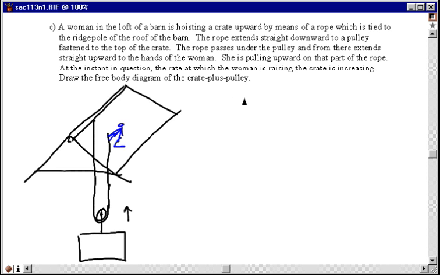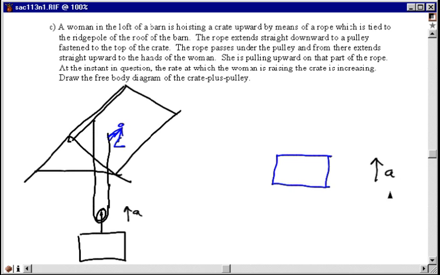I'm reading it. The rope passes under the pulley, goes straight up. She's pulling upward. The instant in question, the rate at which the woman is raising the crate is increasing. So there's some acceleration in the upward direction. Okay, we've got enough in our sketch to go ahead and draw a free body diagram. We'll put the crate in there. I do want to remember that there is some acceleration.